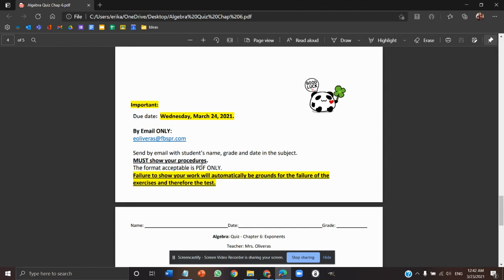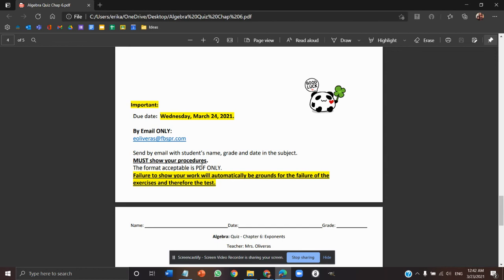Now, why only PDF? Because I am planning to print them. So please try to send them to me as pretty as possible, as clear as possible, because what I am going to do is when we start school, now this week, I'm just gonna print all the tests or the quizzes, and I am going to check them by hand. Let's see how it goes.